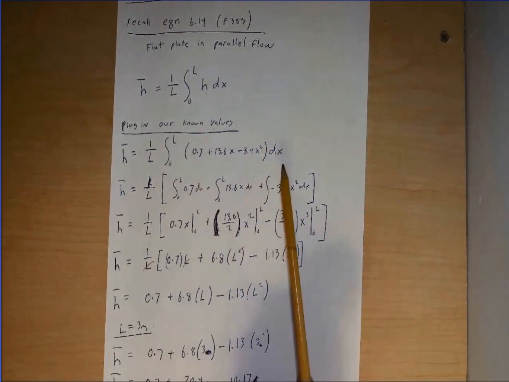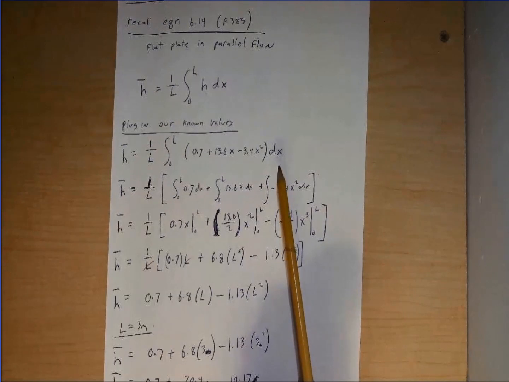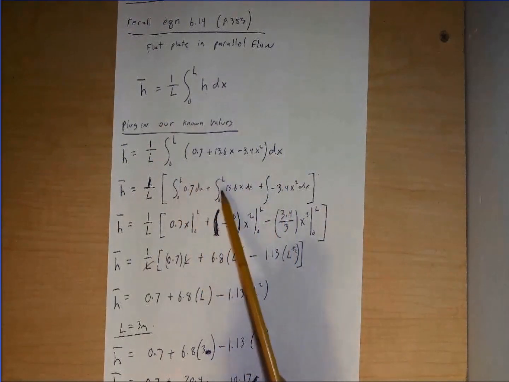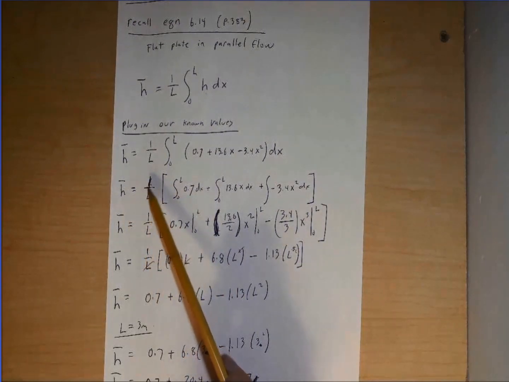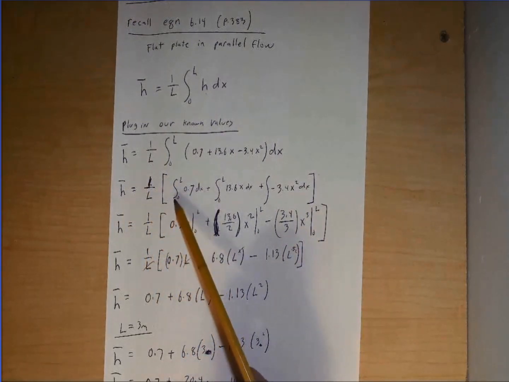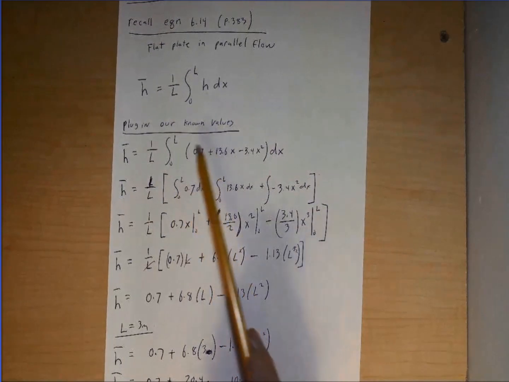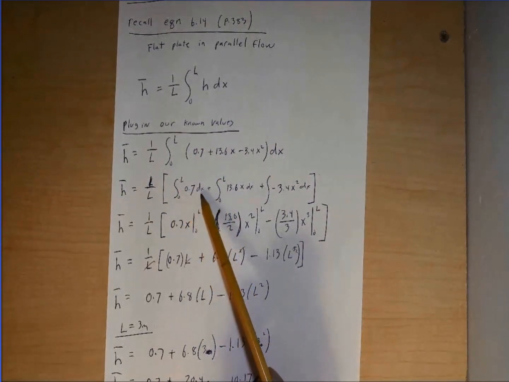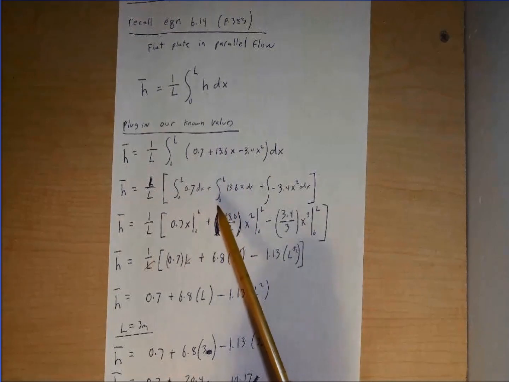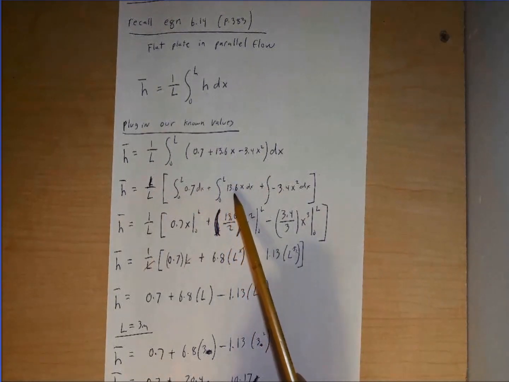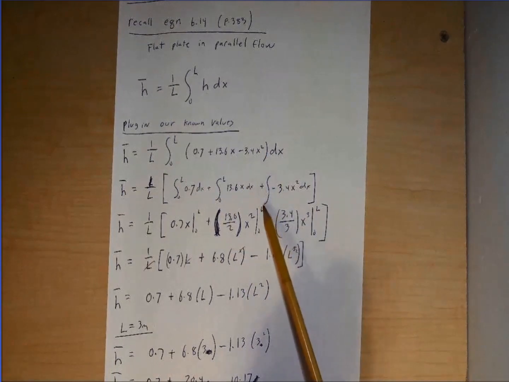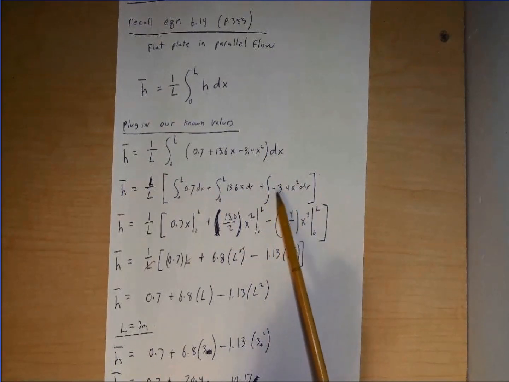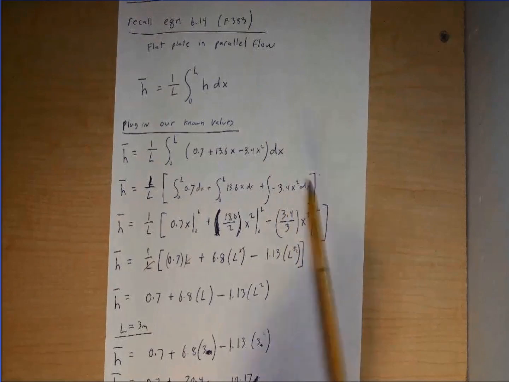So now that we have this plugged in here, the next step is to break this down and do out our calculus. What we can do is take the integral of each individual component of this. So I break this apart. h bar is equal to 1 over L times the integral from 0 to L of the first part of this, 0.7 dx, plus the integral of the second part, 0 to L of 13.6x dx, plus the integral of the third part over here, the integral from 0 to L of minus 3.4x squared dx.